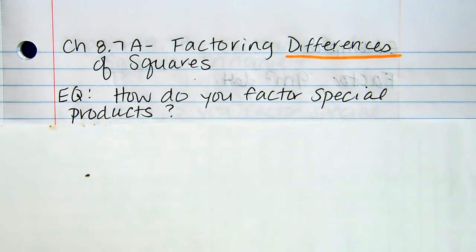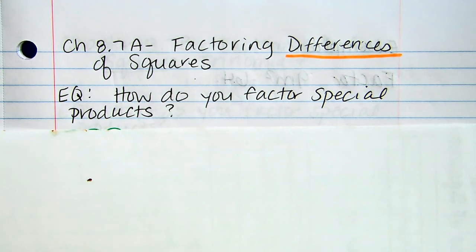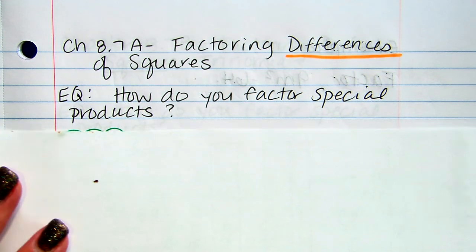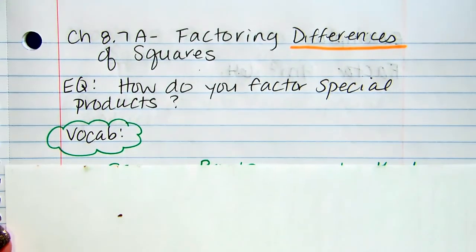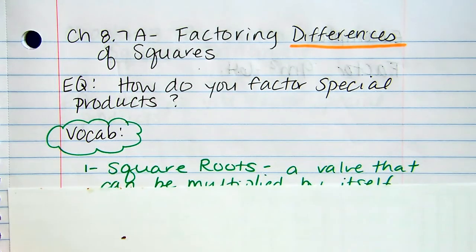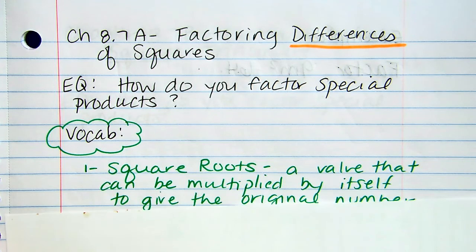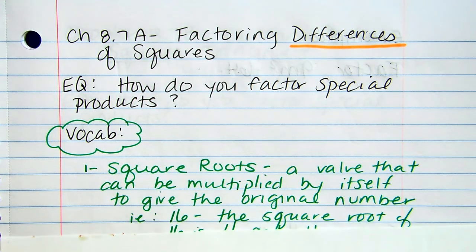Now, our essential question for this section is, how do you factor special products? So remember, products is the math word for multiplication, so we're going to be factoring different multiplication-based problems. Now, we do have a key vocab word for this unit, and that is going to be square roots. Here, we're going to be factoring the differences of squares. Squares are also square roots.